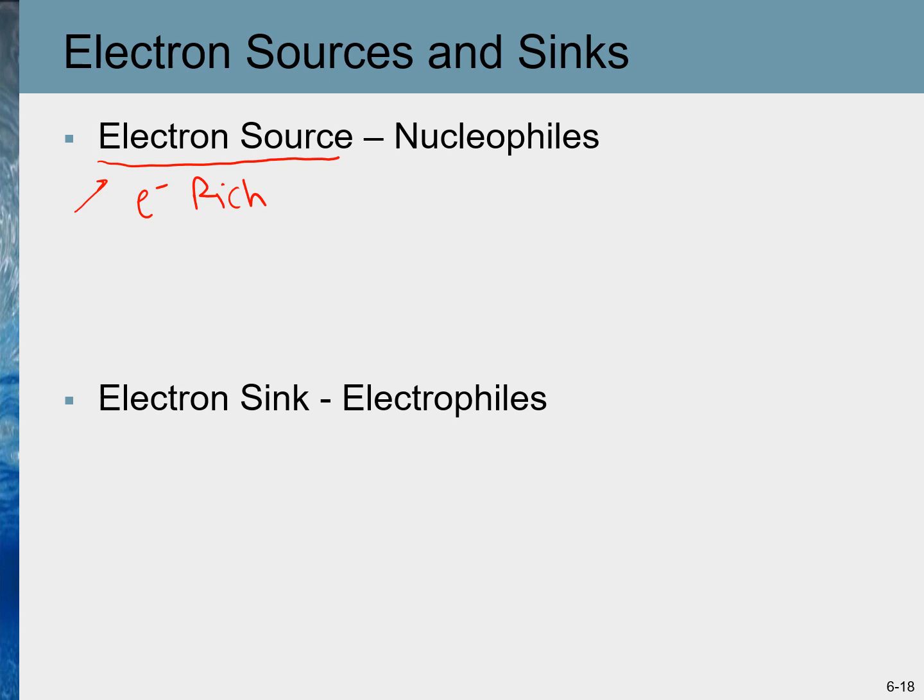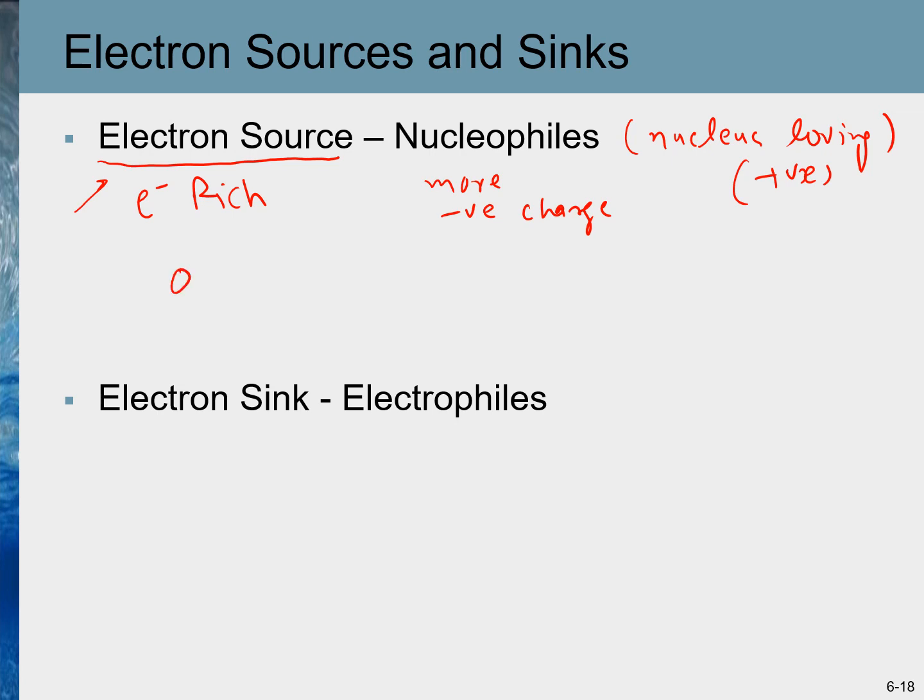Now electron sources or electron-rich regions are known as nucleophiles. Nucleophile means nucleus loving. So why would it be nucleus loving? Because it has extra electrons, and extra electrons mean more negative charge on it. So it seeks the nucleus, which is positive. The nucleophiles seek a positive nucleus to neutralize the extra negative charge. So electron sources are also known as nucleophiles.